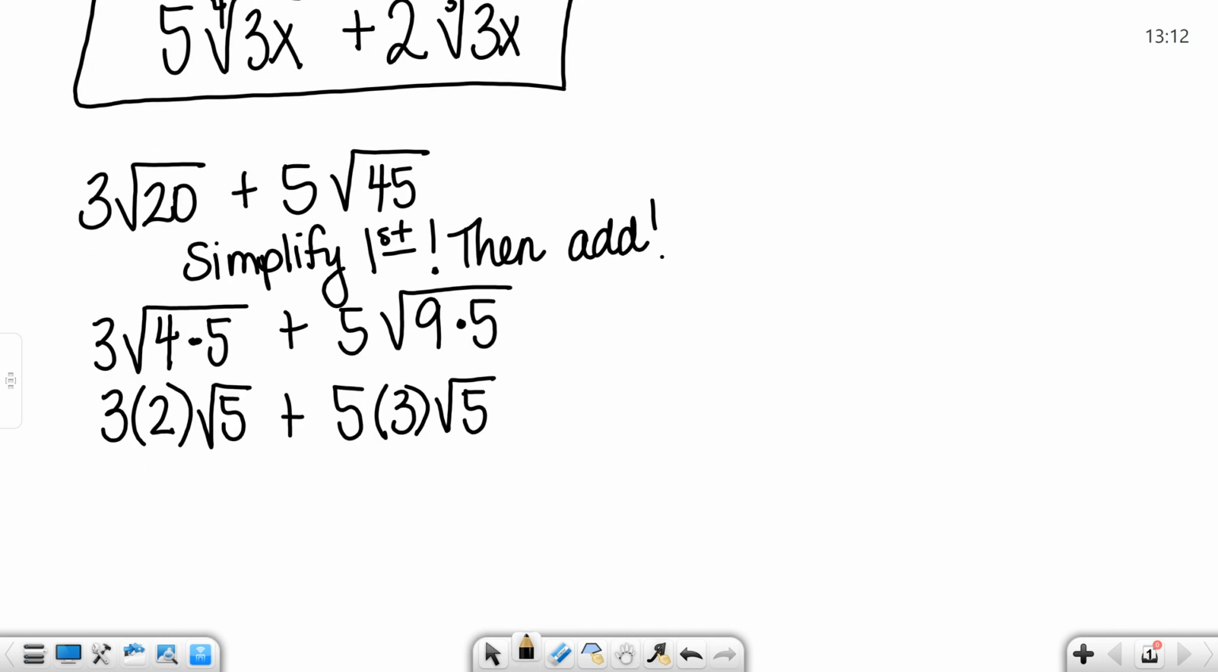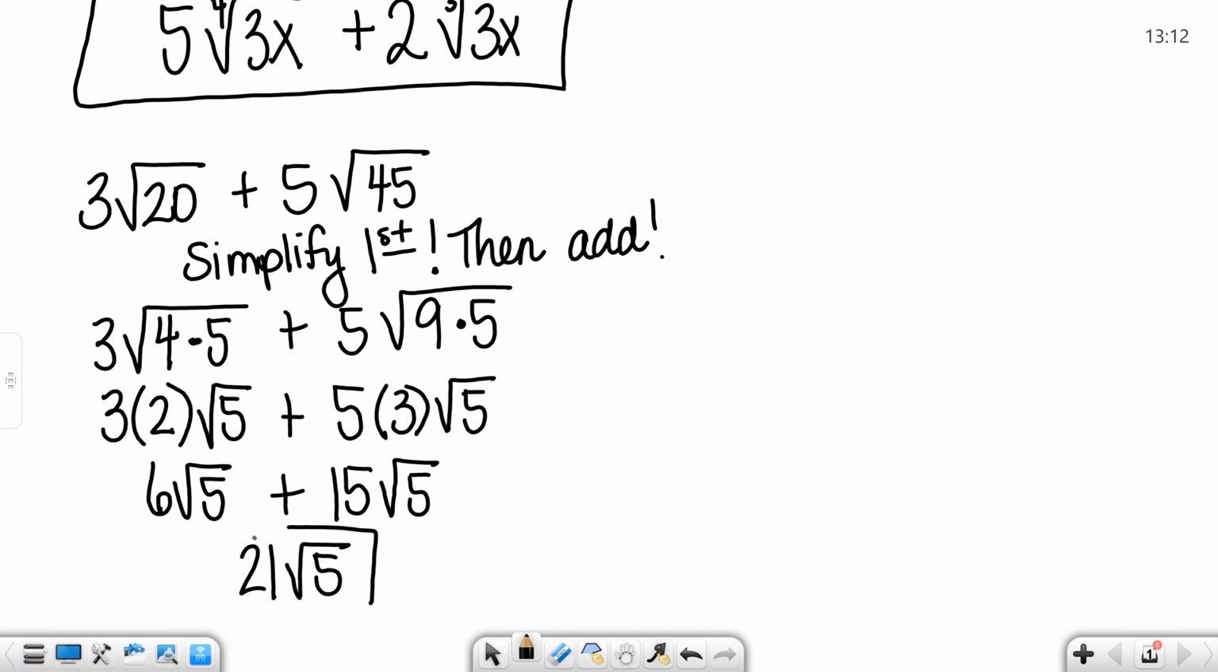All right, so I go ahead and multiply that 3 times 2. I get 6 on the square root of 5, plus the 5 times 3 is 15 on the square root of 5. Now I do have like terms. They both have a square root of 5, so I can add their coefficients, and I get 21 on the square root of 5. You're not looking for decimal answers. All right?